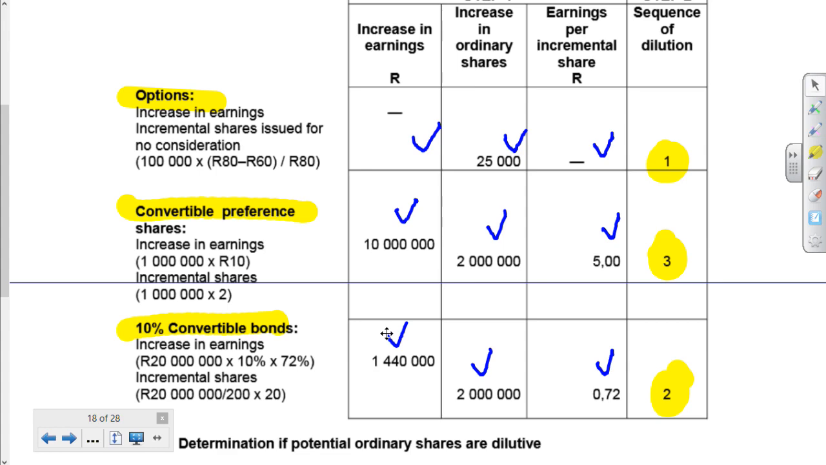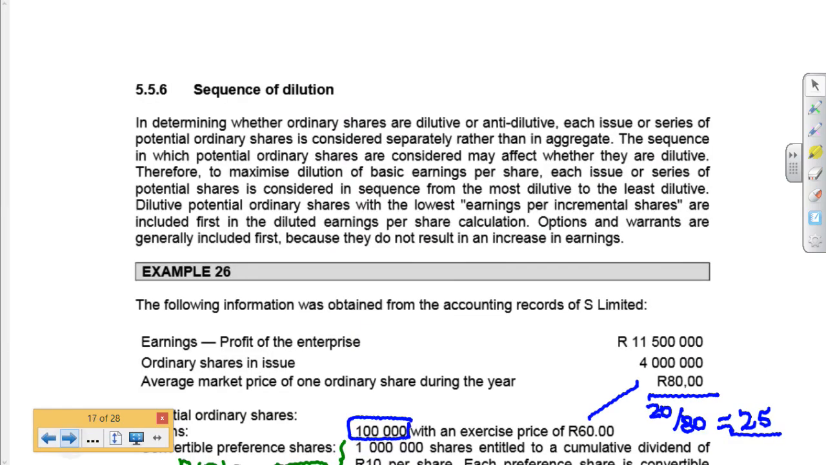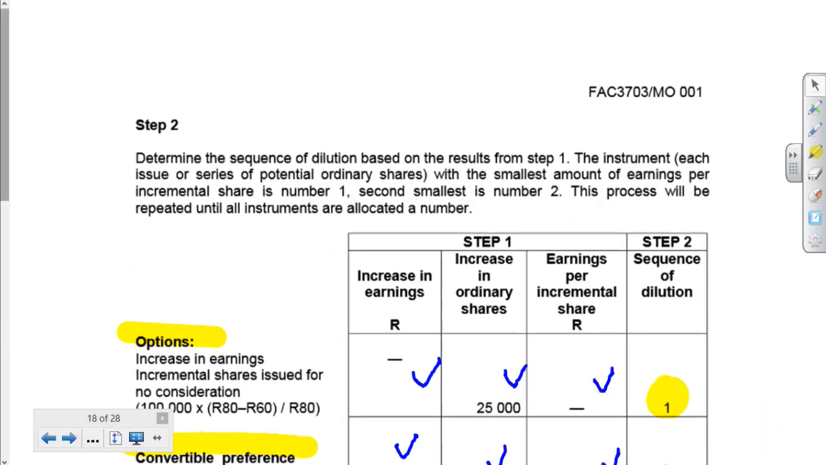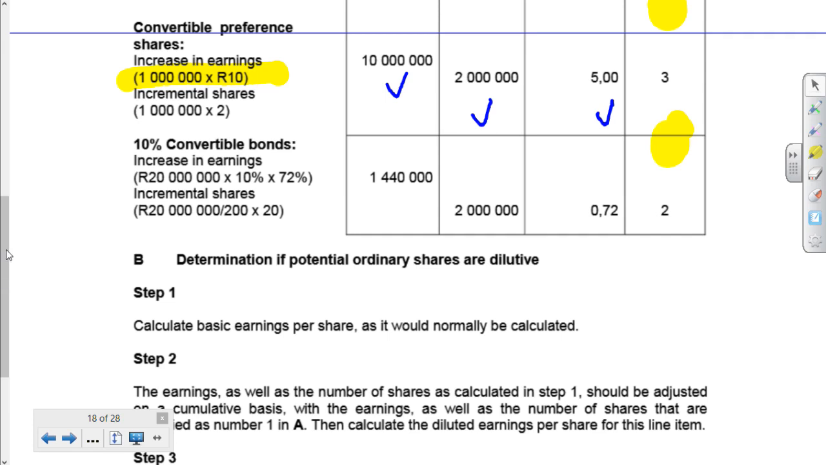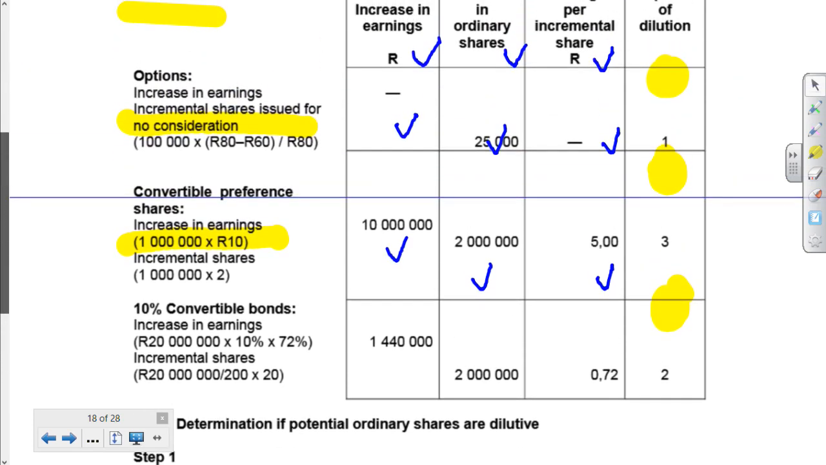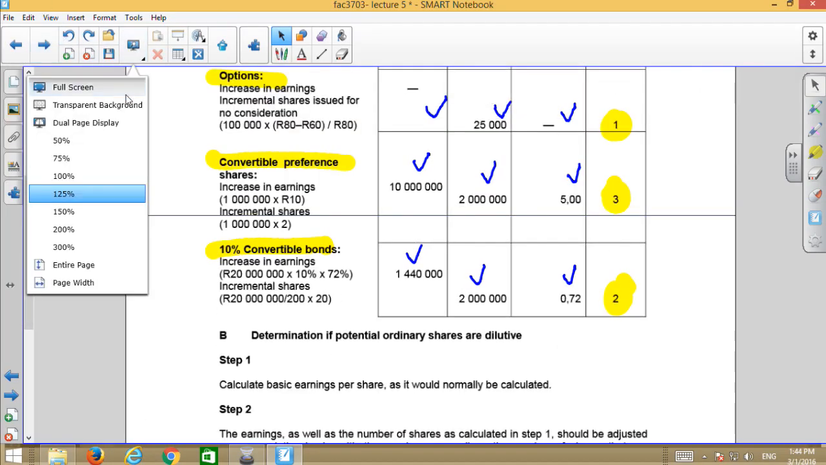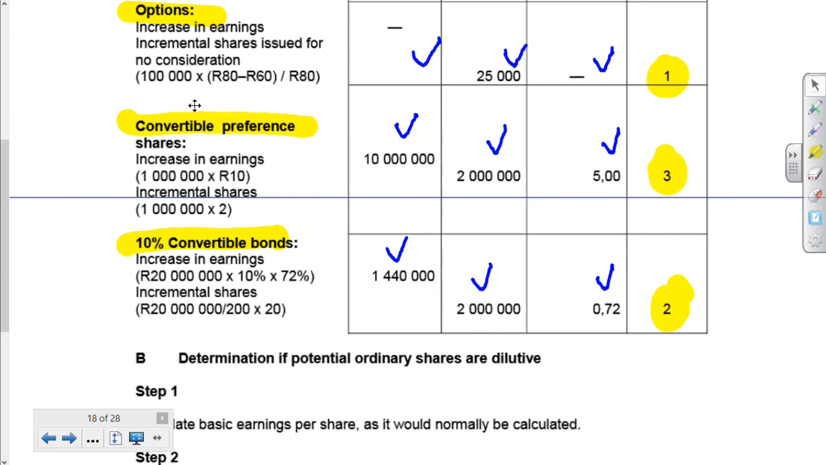Okay, sometimes we get that mixed up. Let me just double check. Lowest earnings per share first. So remember, I want the worst case scenario. I'm going to put in the one that's the worst first. Clearly, you can see that the options will be the worst. It's not a lot of shares, but they're going to add nothing to profit and they're going to take shares, whereas the others will at least add something to profit.